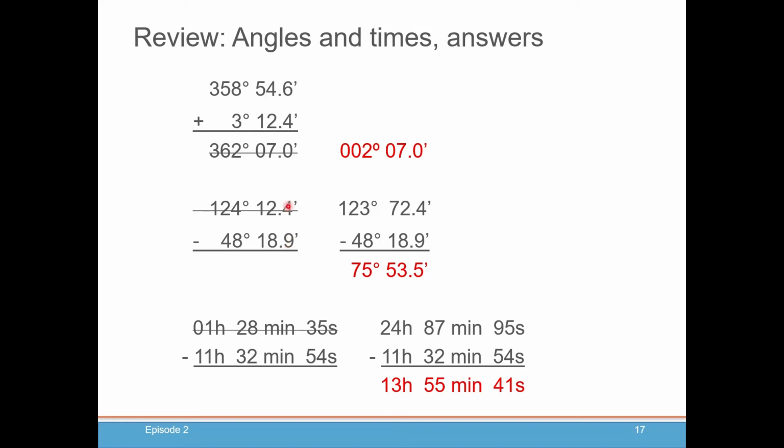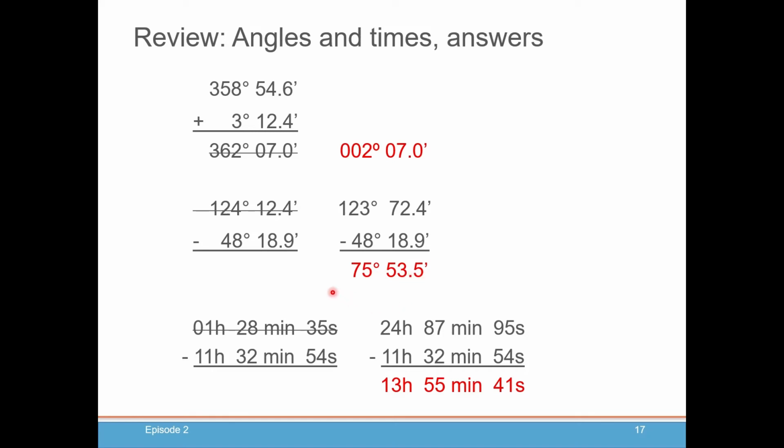9 minus 4, I can't do that. We're going to need to borrow from 72 here. That's going to become 71. So that's 14 minus 9, that's a 5. Okay. And this has now become 1 minus 8. Can't do that. So again, we have to borrow 1 from the 7 here. That becomes a 6. So that becomes 11. 11 minus 8 is 3. That's good. And 6 minus 1 is 5. All right, so we're good with 53.5. All right, if you remember, that became 123. 8 minus 3, can't do that. Going to need to borrow. So that'll be 13 minus 8 is 5. This became an 11. 11 minus 4 is 7. 75 degrees, 53.5 minutes.